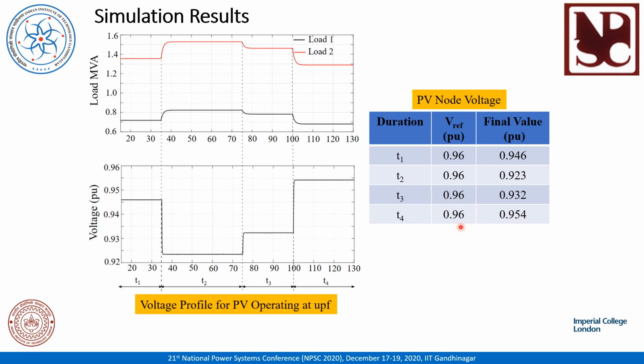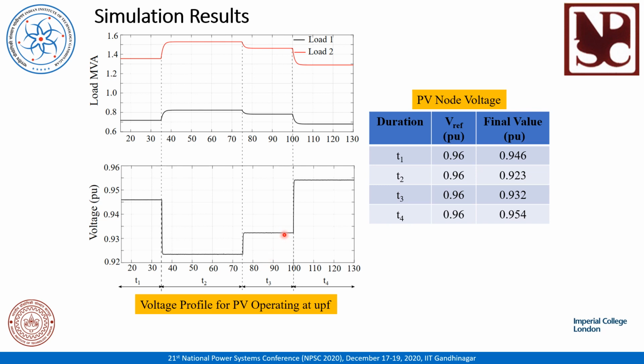As shown in this figure, the voltage of the PV node for the T1 duration is 0.946 per unit under nominal loading condition. And in the next duration T2, both the loads are increased by a certain amount and therefore the final value of the voltage is reduced to 0.923 per unit.